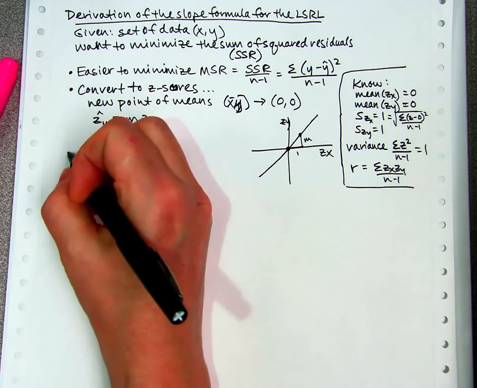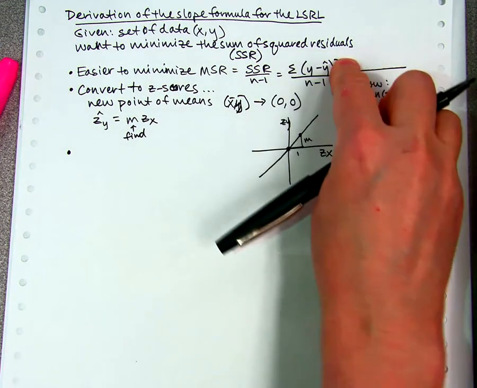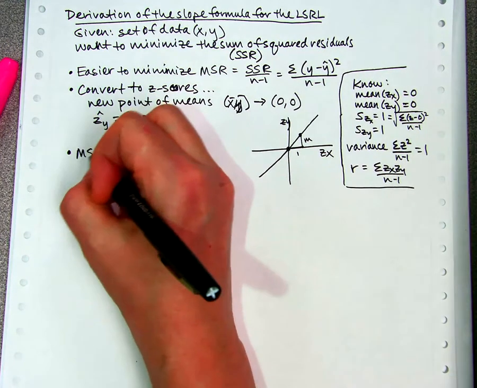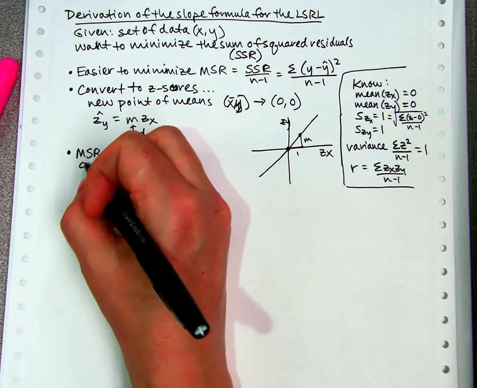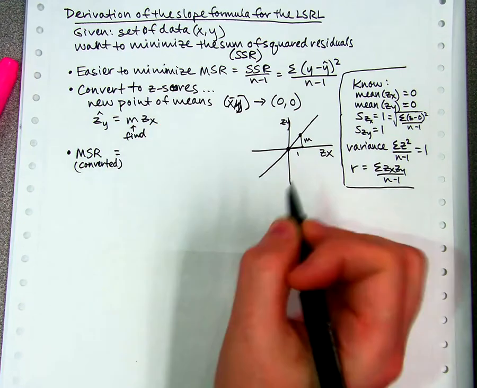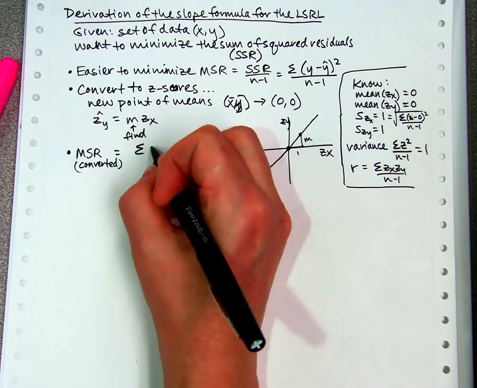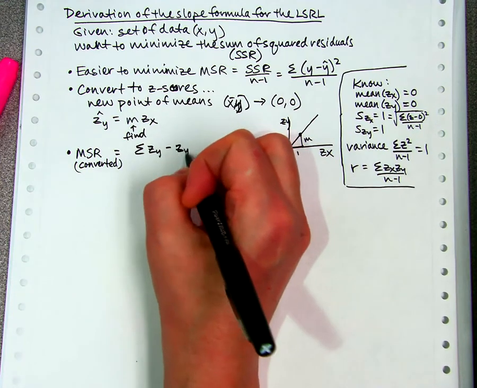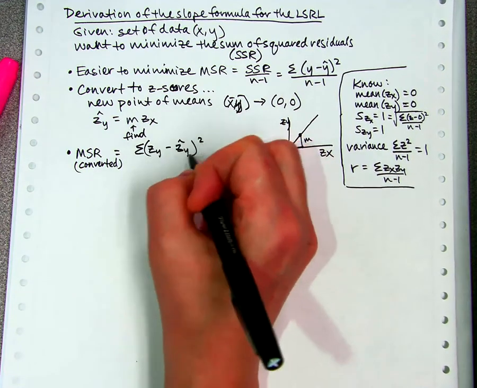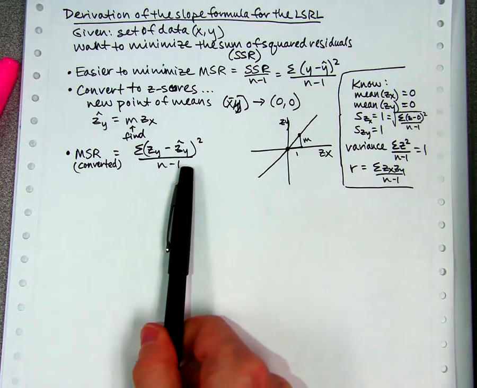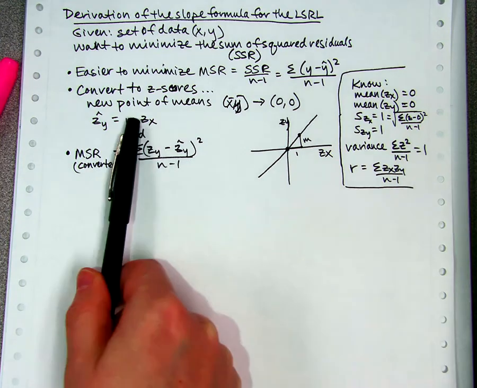So now I want to minimize this thing, except remember this thing got changed because now I'm converting to z-scores. So this MSR got converted to z-scores. The converted version of it looks like this. It is the zy minus zy hat squared over n minus 1. So I'm going to try to minimize this, and whatever I get will give me the best possible m value.